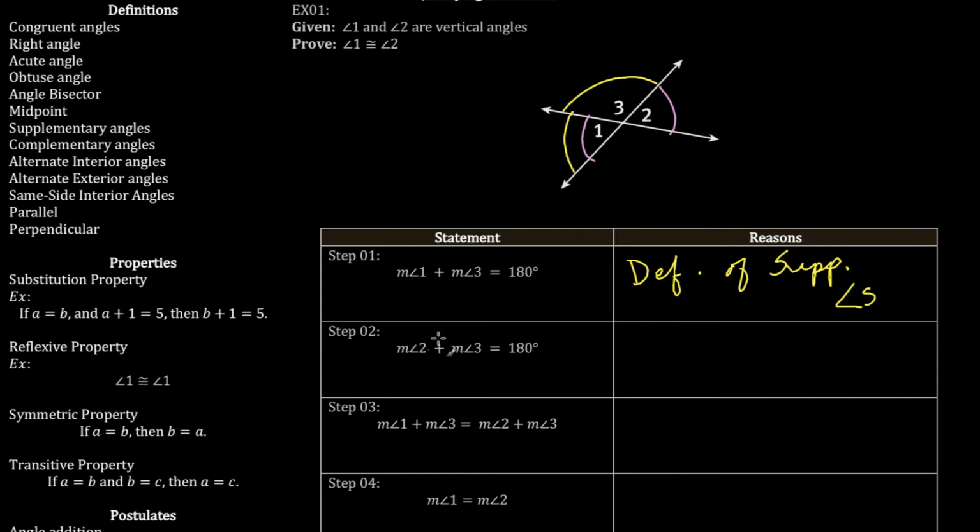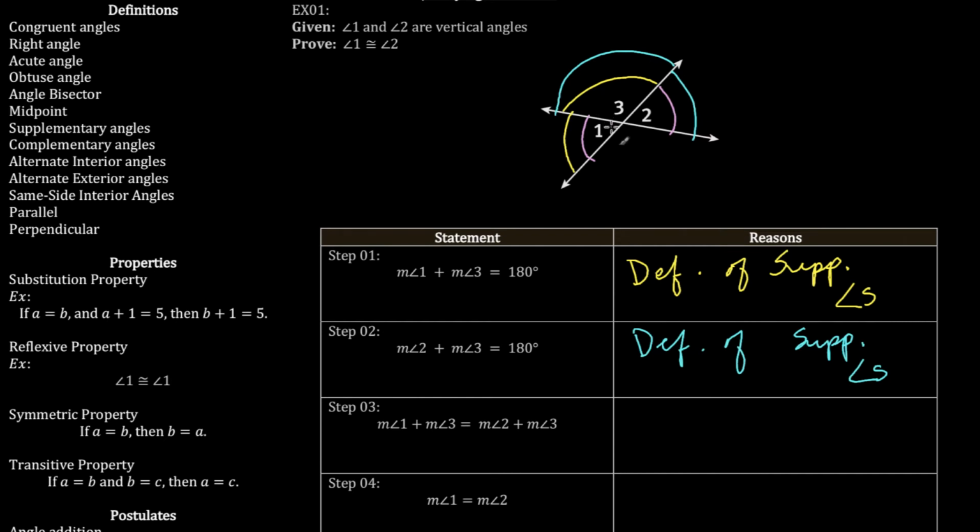So it's also saying that angle 2 and angle 3 also are 180 degrees. So that is also the definition of supplementary angles. Now it's saying that angle 1 and angle 3 are equal to angle 2 and angle 3. So 1 and 3 are equal to 2 and 3.